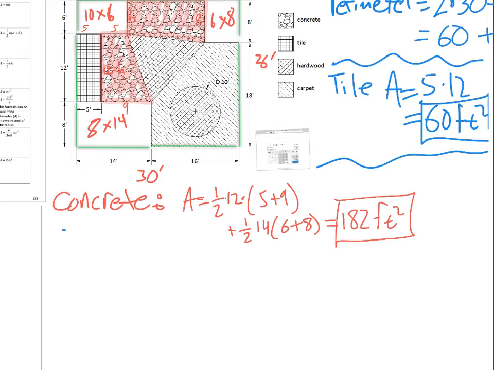For this carpet, we've got to break this up into a couple shapes. Ignore the circle for a second, all right? We've got this rectangle, and we've got this trapezoid there. See the trapezoid? All right, so let's find the area of those two, and then we'll deal with the circle, all right?